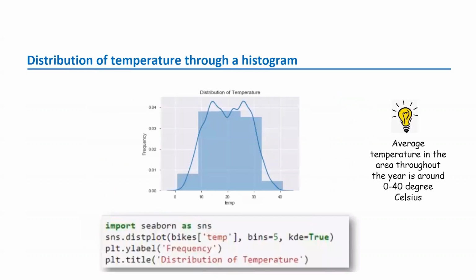Right. And then you will plot this data set. So the average temperature in the area throughout the year is around 0 to 40 degrees centigrade. So this is what you have understood from the data. So you have created a distribution between the frequency of the rental of bikes and the distribution of temperature.